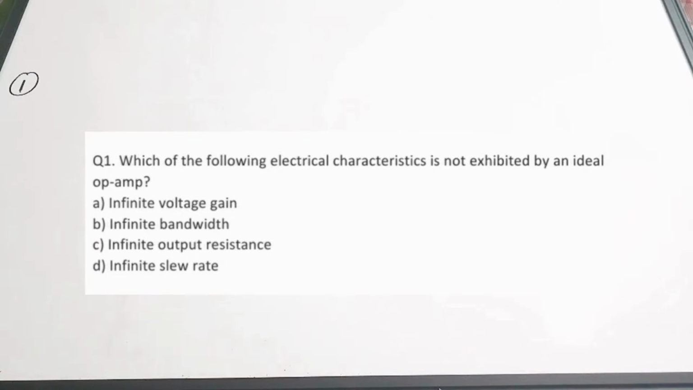The options are A, infinite voltage gain. Yes, they are having infinite voltage gain. B, infinite bandwidth. C, infinite output resistance. D, infinite slew rate. So the correct answer is option C. That is, infinite output resistance is actually the wrong option.